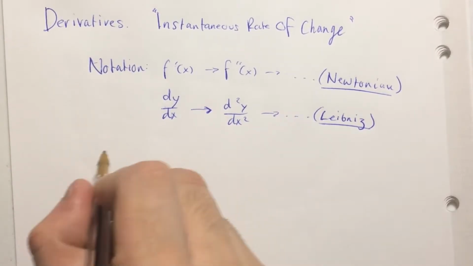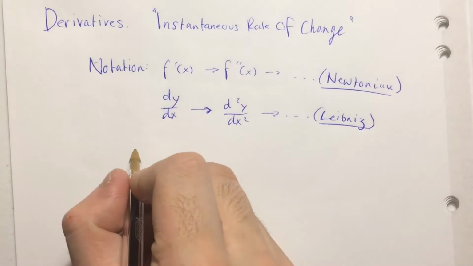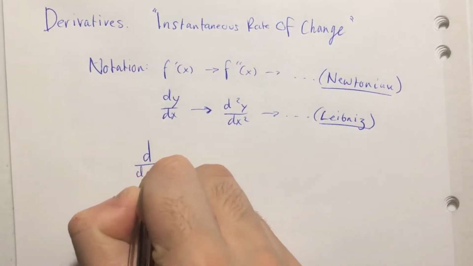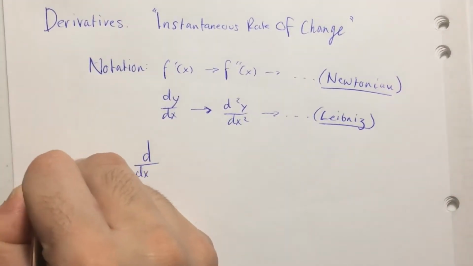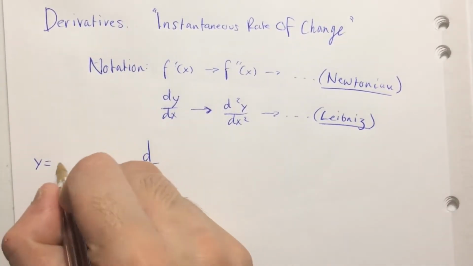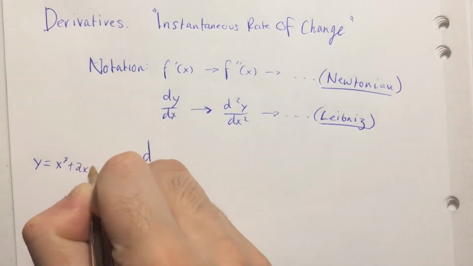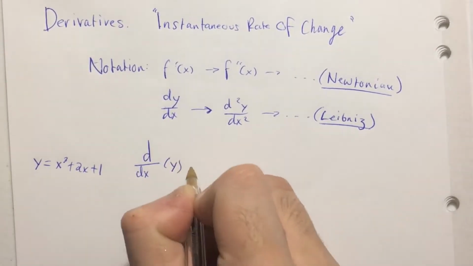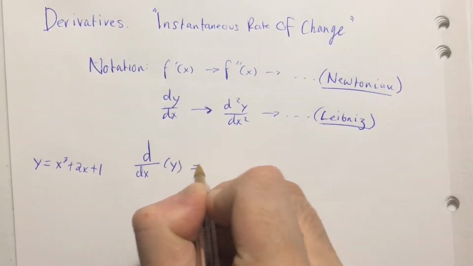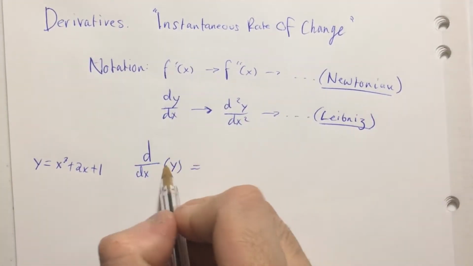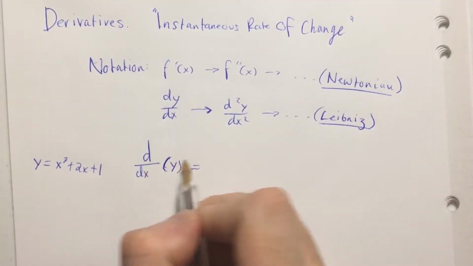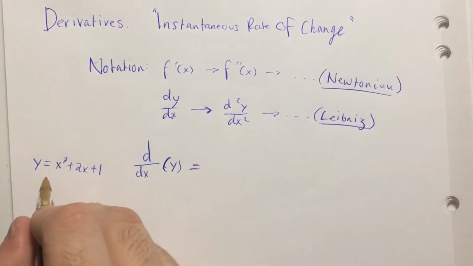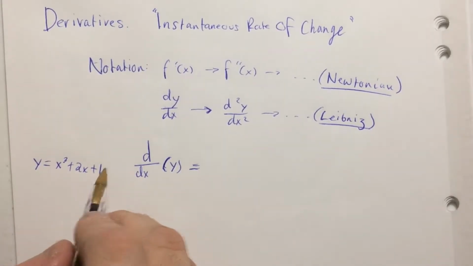What we do when we're taking the derivative is we use shorthand notation, and this is what you call the derivative operator. So let's just say that y is equal to x cubed plus 2x plus 1. We're taking the derivative with respect to x of y, and this is the same as dy dx, but I'm making it abundantly clear that I'm using the derivative operator to find the derivative of y.